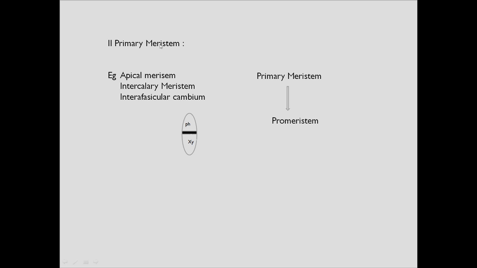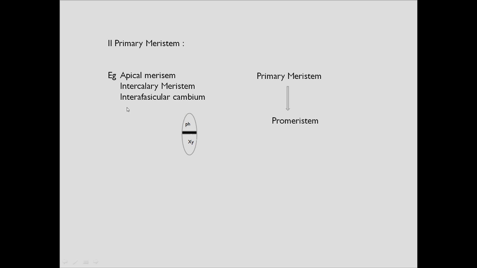Then what are the examples of primary meristem? Basically, there are three main examples of primary meristem. The main examples are the apical meristem and intercalary meristem. Both the apical meristem and intercalary meristem are primary meristem, and the interfascicular cambium is the third example of primary meristem.